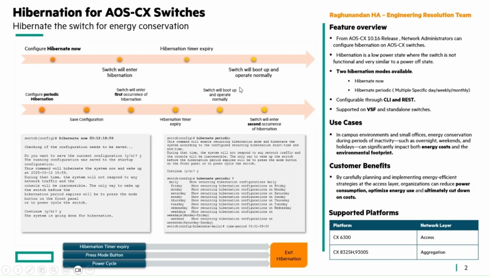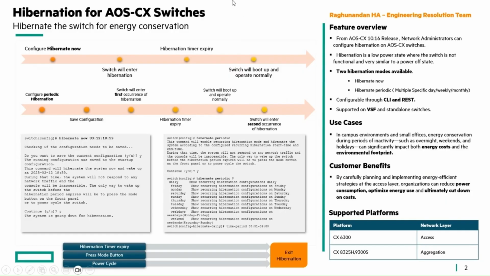Next, if you consider the exit hibernation, what are all the options available for exiting hibernation once the switch enters the hibernation mode, right? So how will the switch exit the hibernation? One is, as usual, the normal thing: the switch will wait for the hibernation timer to expire. Once the timer expires, the switch will automatically boot up and start operating normally.